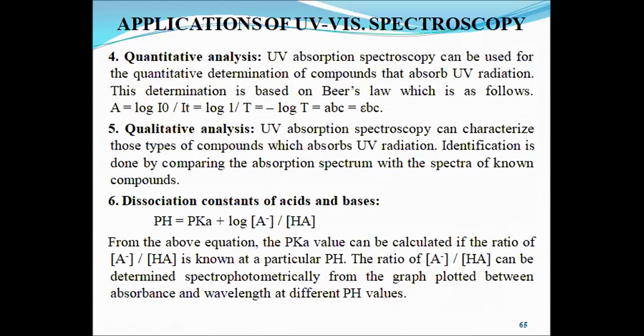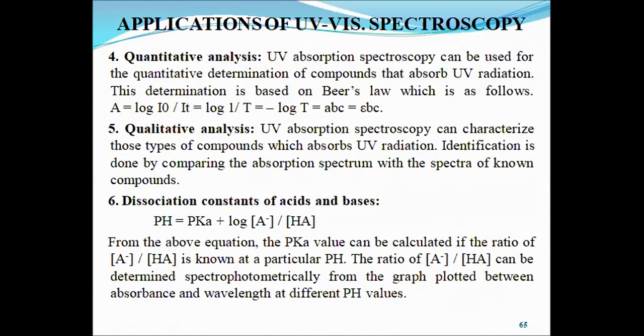The next important application is qualitative analysis. UV absorption spectroscopy can characterize those types of compounds which absorb UV radiation. So identification can be done by comparing the absorption spectrum with the known. That is, if we have some unknown sample, we compare it with the already present spectra of known compounds, and if it matches, we can easily check which is the unknown sample and identify the compound.